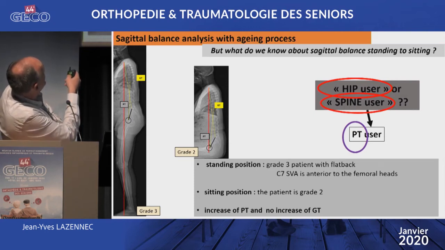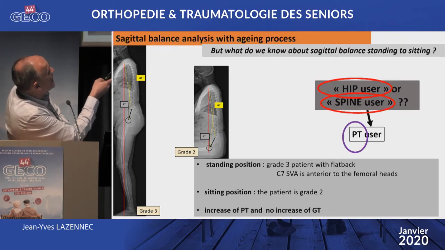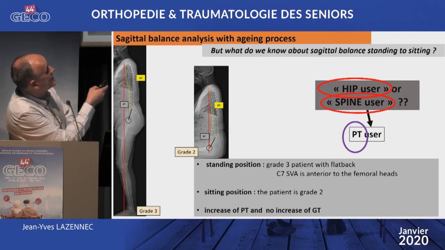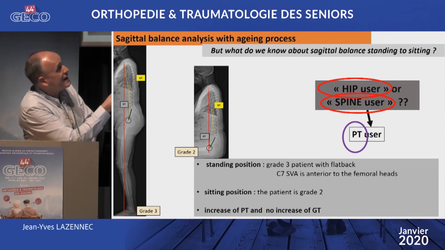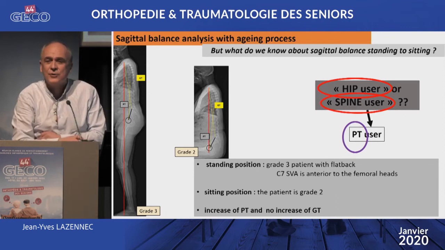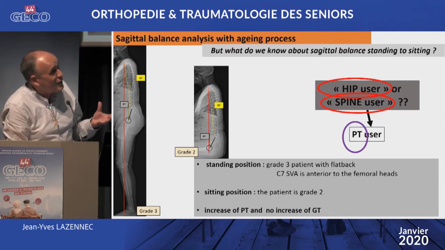Now this one here is standing, is a grade 3, not that good, and is grade 2 when seated with the plumb line going through the femoral heads. The change is that there is a tilting of the pelvis, but there's no change in the spine position, which remains rigid while there is a tilting of the hip. So it's a hip user. A spine user with a pelvic tilt.